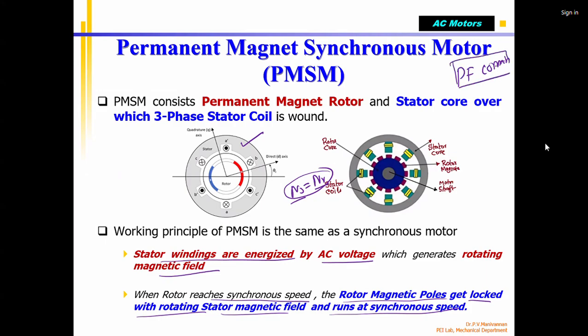Sir, can you explain the second point? We are still not getting it. The second point: when the rotor reaches synchronous speed, the rotor magnetic poles get locked with the rotating magnetic field, north and south pole. The rotating magnetic field runs at synchronous speed, NS. Please note the magnetic field is rotating because you supply 3-phase voltage to the stator winding, which are separated by 120 degrees apart.